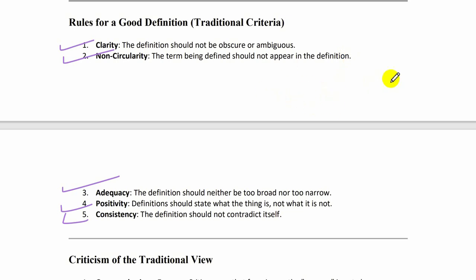Dog is a dog which eats like that. That's kind of an example. What is a dog? Dog is an animal which has four legs. So that is a circularity. We cannot have that. Adequacy: the definition should neither be too broad nor too narrow. Positivity: definitions should state what the thing is rather than what it is not. Consistency: the definition should not contradict itself.